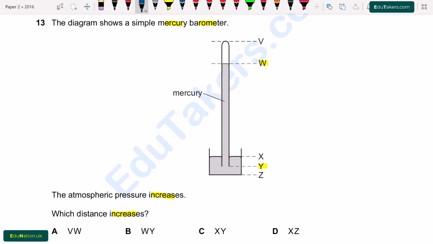From here we see the options. Option A VW, B YW. So B option is correct from here.